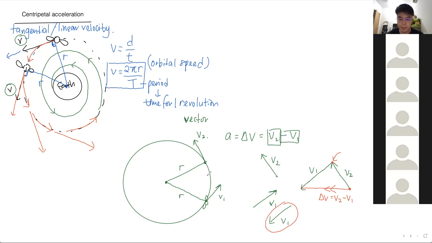Just pay attention to the direction. The direction is pointing this way, towards the center. At this point, it is pointing towards the center. At this point, it is pointing towards the center. Here also, it is towards the center. So the acceleration is always towards the center. That is the bottom line. The point I'm trying to make is that the acceleration is always facing towards the center of the orbit, and this acceleration we call the centripetal acceleration.